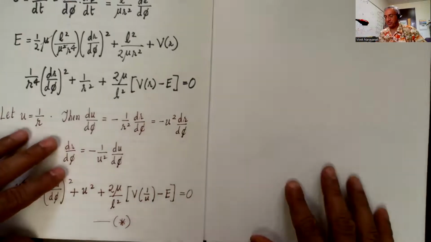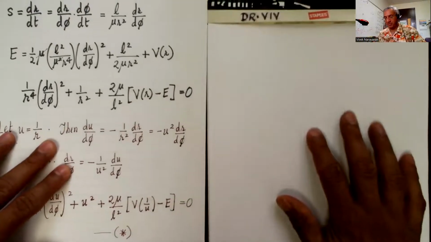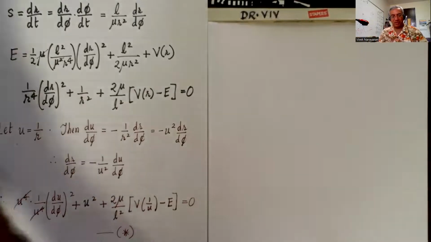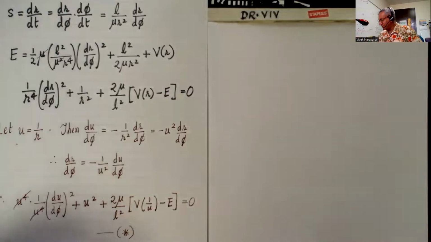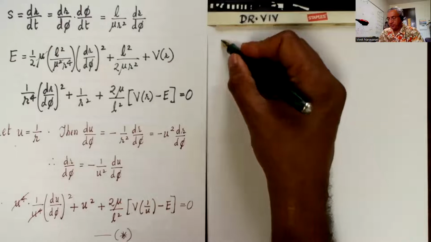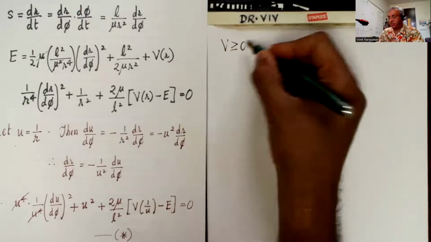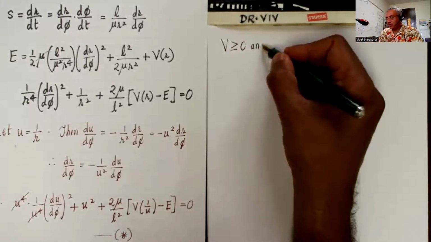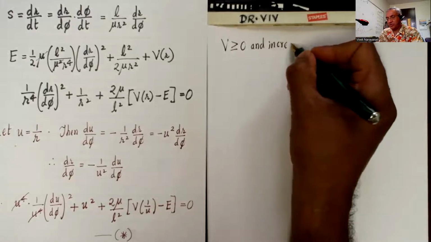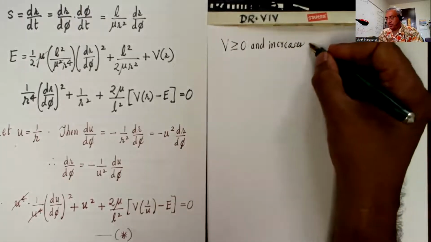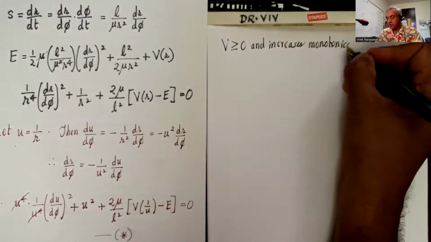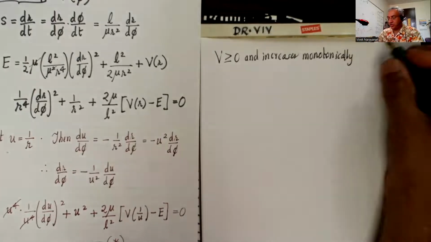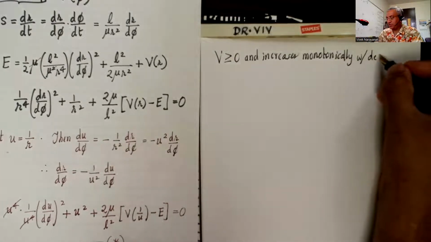So I'm going to make some assumptions about the potential. So far, I've assumed nothing about the potential. Well, I kind of assumed something about it to draw the cute picture, but now I'm going to assume nothing about it except that the potential V is bigger than or equal to 0 and increases monotonically with decreasing r.